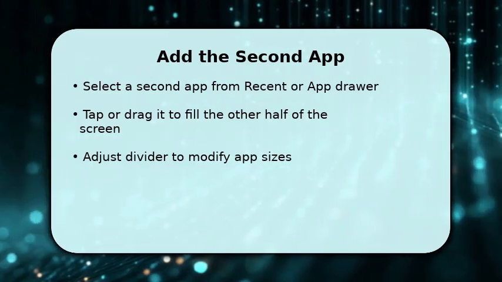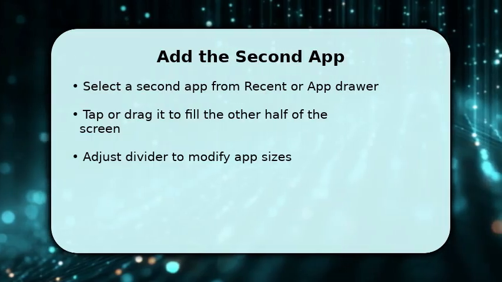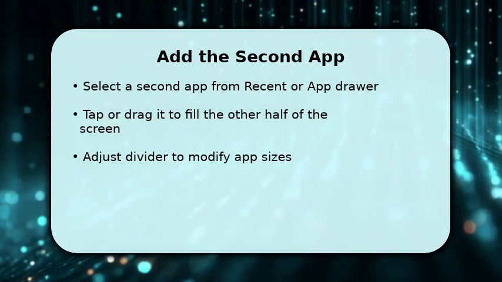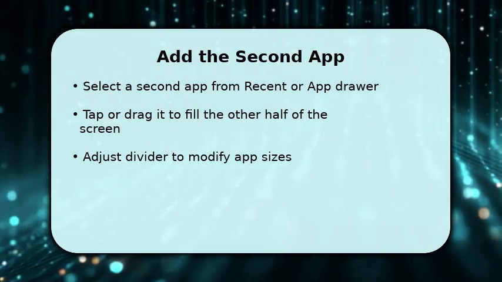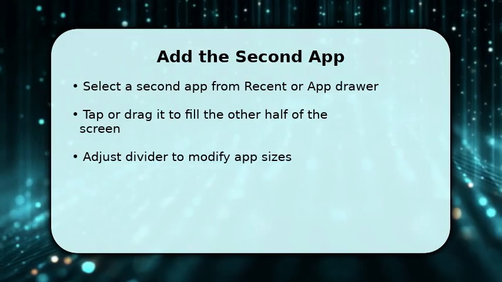Make sure to adjust the divider between apps to allocate more space to the one you're interacting with. This lets you optimize visibility and controls for each app, improving multitasking efficiency.